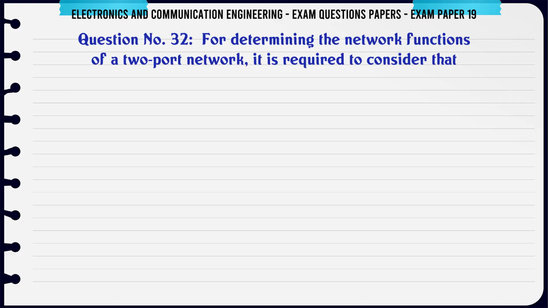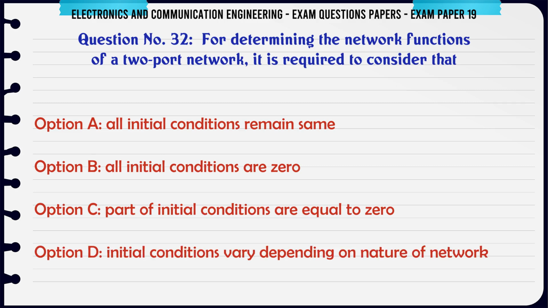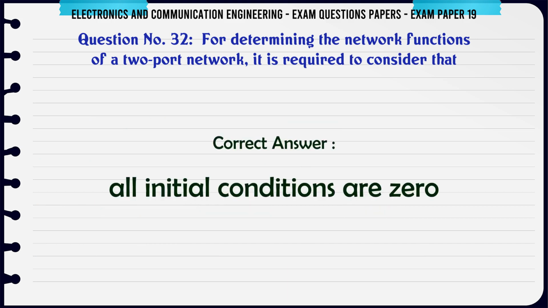For determining the network functions of a two-port network, it is required to consider that A. All initial conditions remain same. B. All initial conditions are 0. C. Part of initial conditions are equal to 0. D. Initial conditions vary depending on nature of network. The correct answer is all initial conditions are 0.